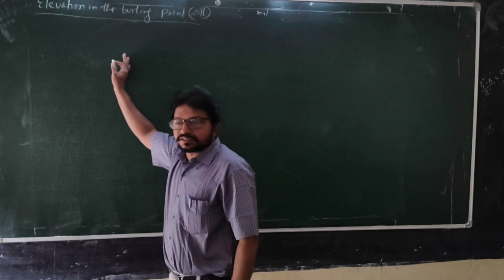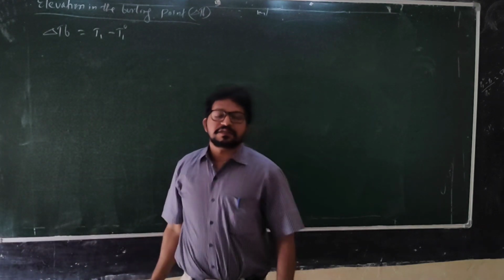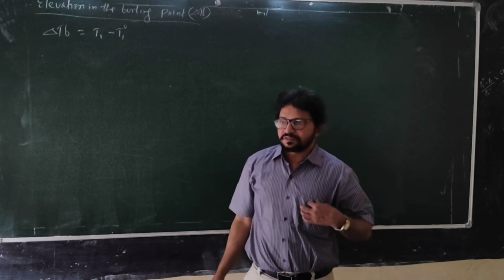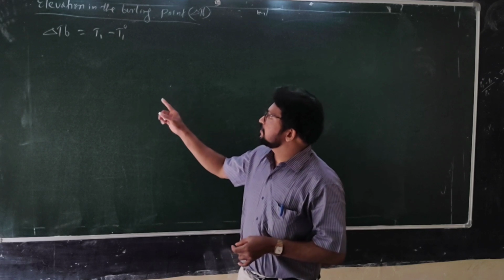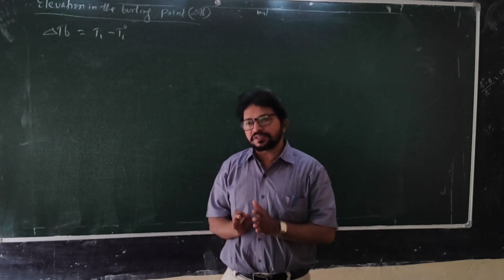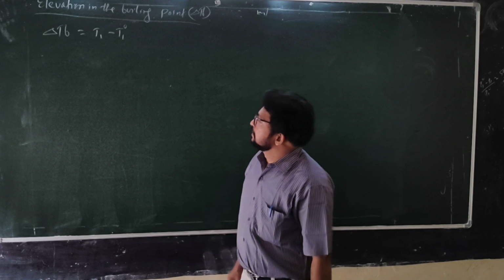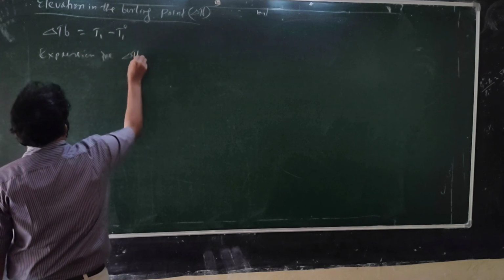Elevation in the boiling point. I told you ΔT = T1 − T1⁰, where T1 is the boiling point of the solution having the non-volatile solute, and T1⁰ is the boiling point of the pure solvent. Now, the expression for elevation in the boiling point, the expression for ΔTb.